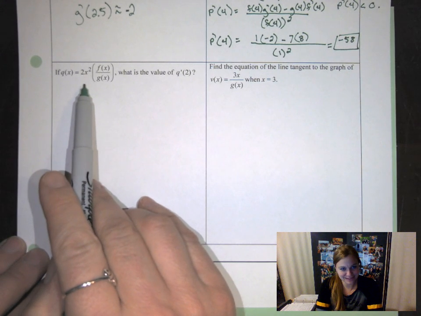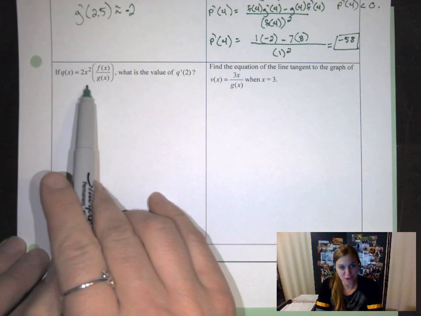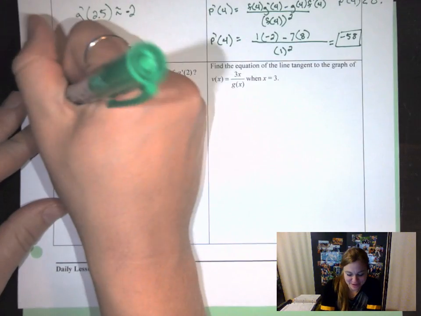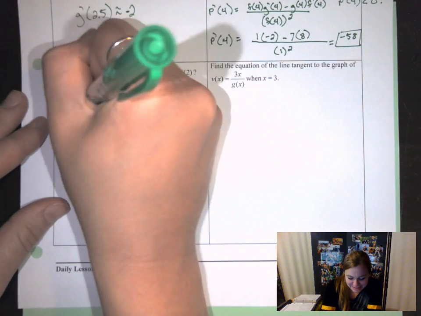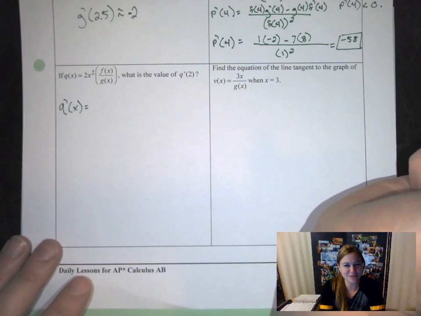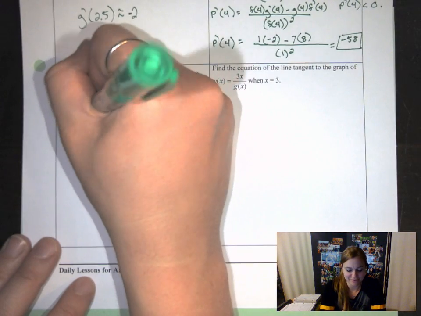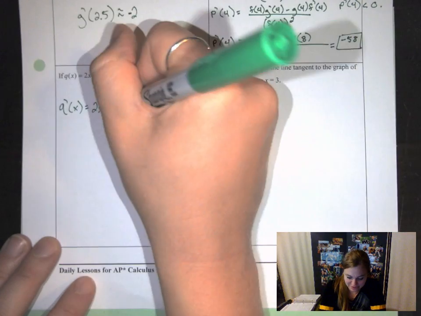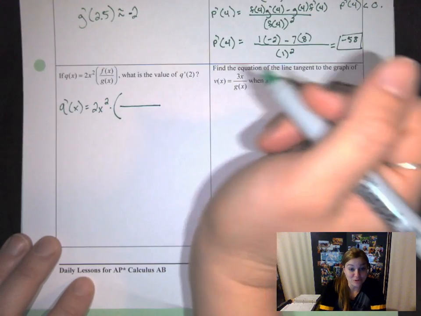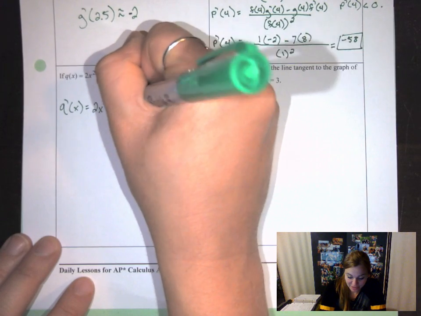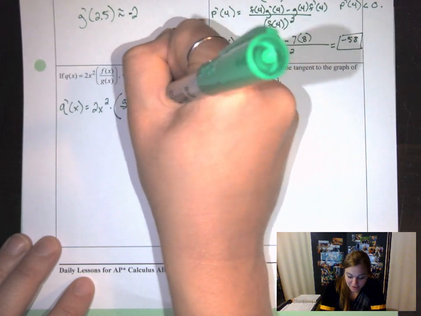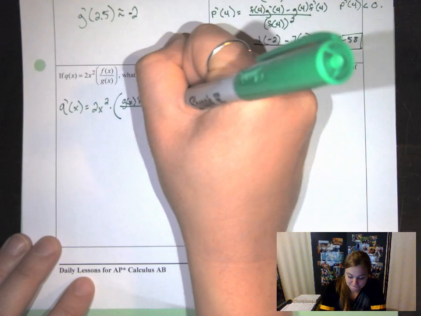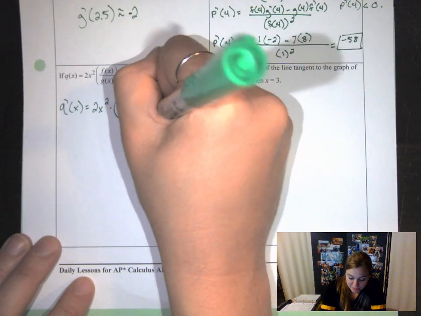Look at this one. Do you see how this is a product, but also a quotient? Okay, so what I'm going to do is use the product rule. What's the product rule again? First times the derivative of the second. The derivative of the second would be the quotient rule: bottom times the derivative of the top minus top times the derivative of the bottom, over the bottom squared.